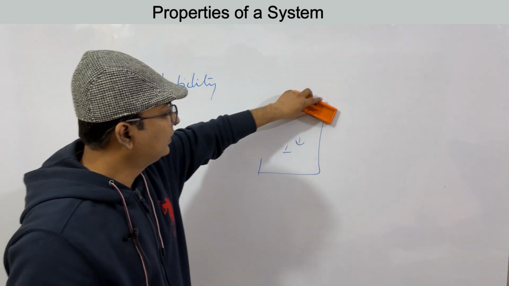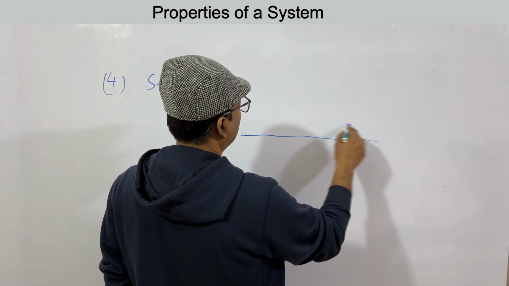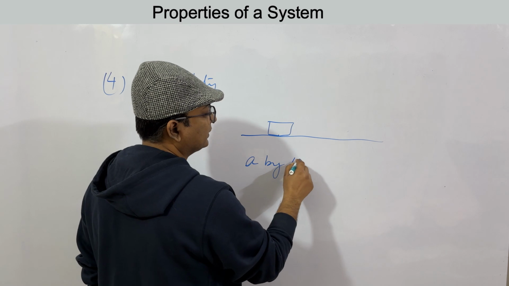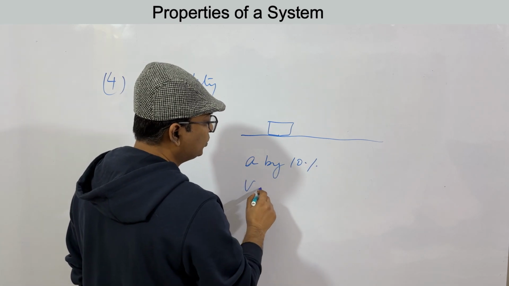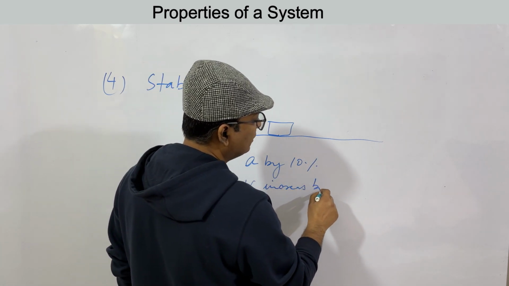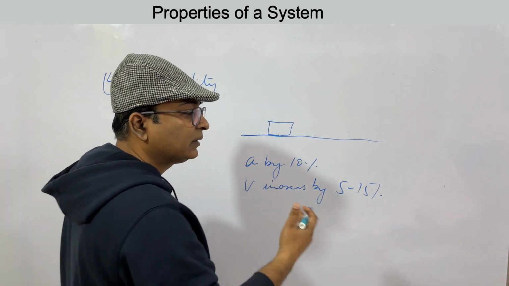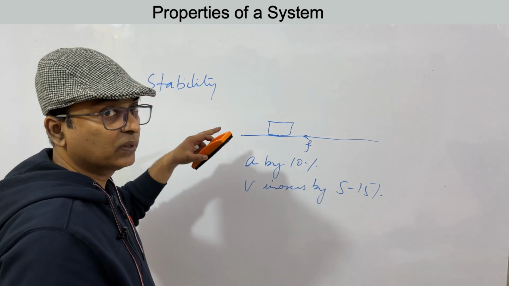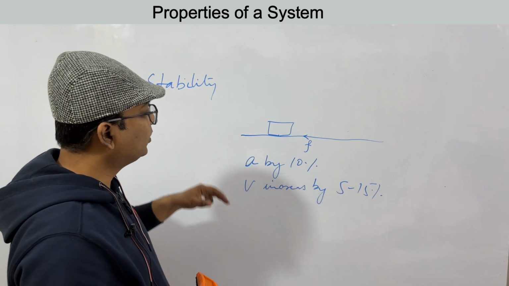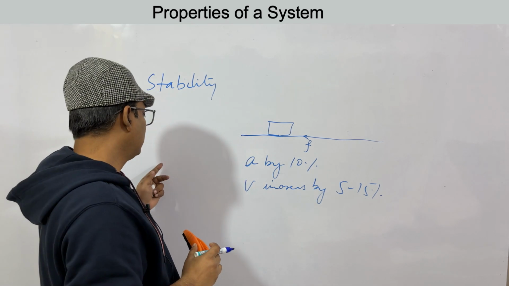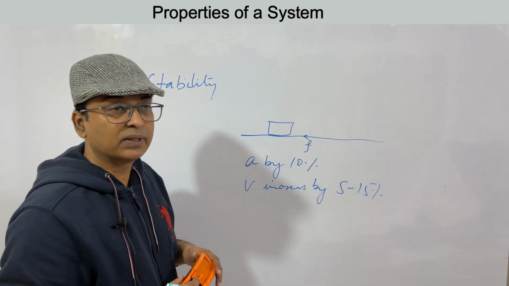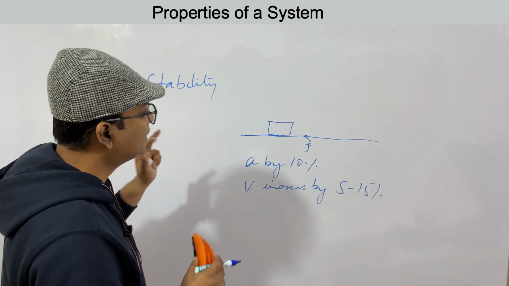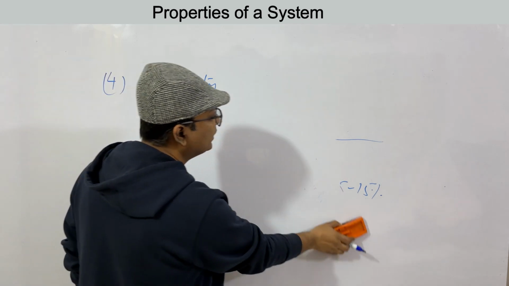Or if a car is moving on a road, if you increase the acceleration by 10%, let's say, then velocity should increase by 5 to 15% or some bounded value. Why is this bounded? Because you have a friction force acting on the body. If you increase the acceleration by 10%, your speed will not go from 40 to 4000 kilometers per hour. Why? Because the system is bounded by frictional force. If this force was not there, the system would have been unbounded. So stability is a must.